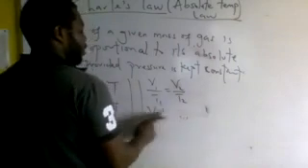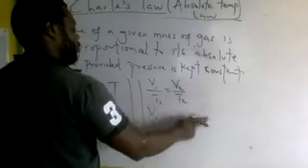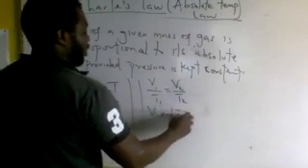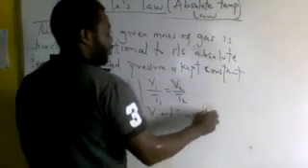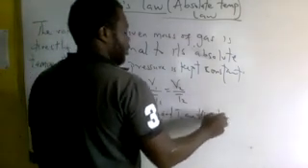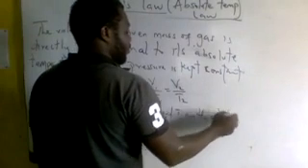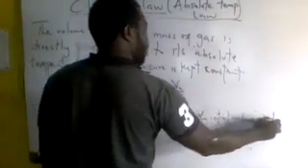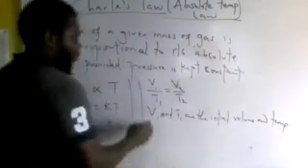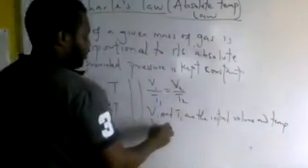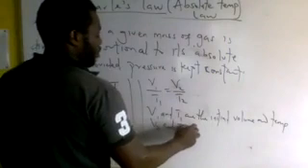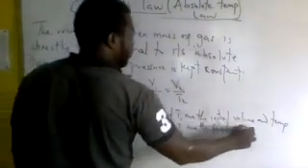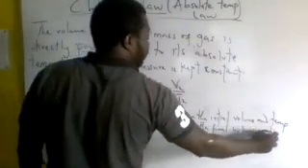We say that V1 and T1 are the initial volume and temperature, while V2 and T2 are the final volume and temperature.